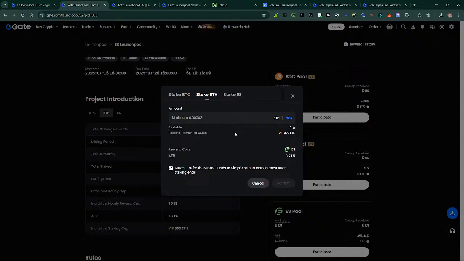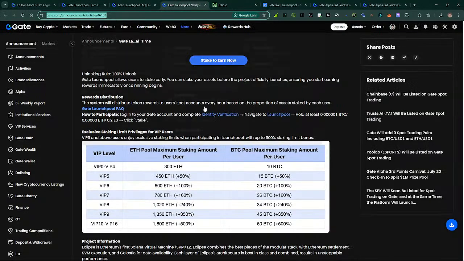The APR is already the same, 3.71%, and there you will also get the option to auto transfer the funds to Simple Earn to earn interest after staking ends. You can uncheck this, or you can check this if you are lazy enough. So this is the full details. Let's get to know about the VIP level distribution and bonus you can actually stake here.